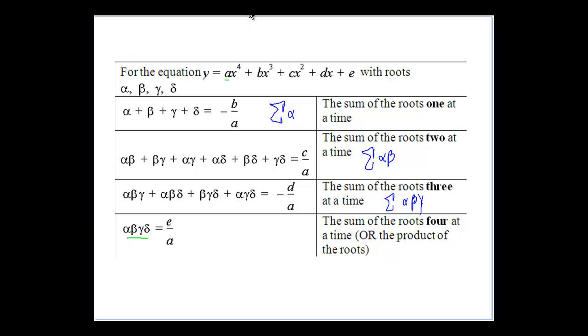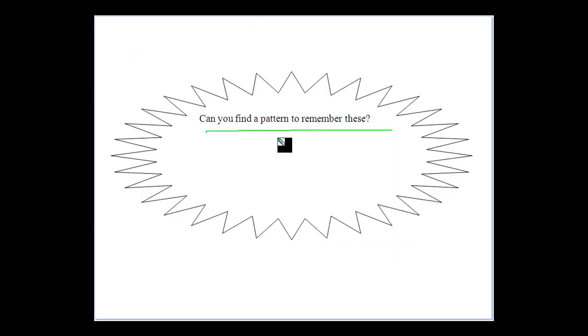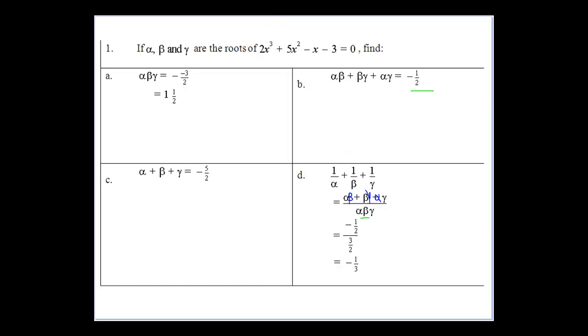Now it's up to you to remember those. How can you come up with a pattern that's going to allow you to remember that? It's up to you, but you've got to remember it somehow and be able to use those results as you solve problems like this one, where you've got a cubic equation and you find the product of the roots is minus d on a, the sum of the roots 2 at a time is c on a, and the sum of the roots 1 at a time is minus b on a. So you get those 3, and all our expressions can be manipulated down to one of the 3.